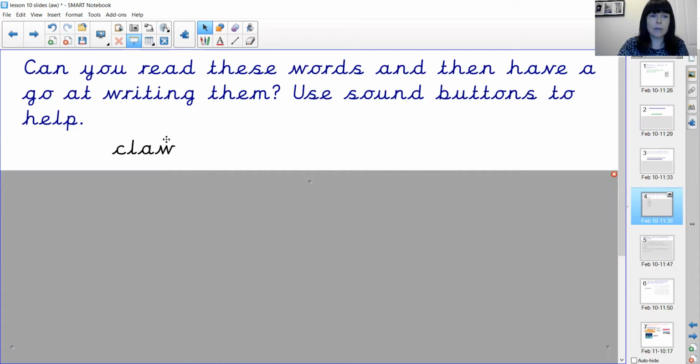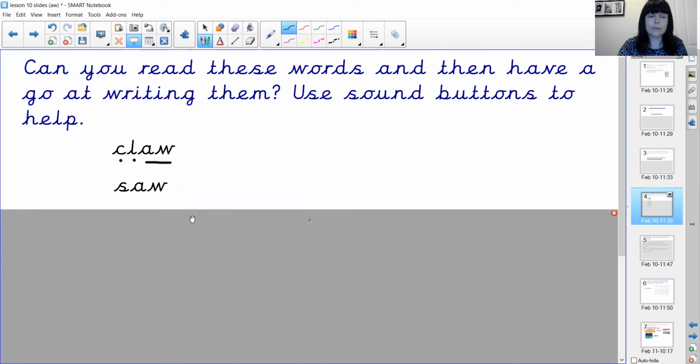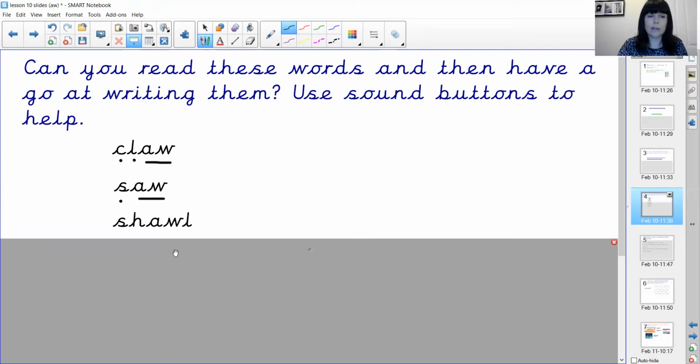So here we go. We've got the first word, k, l, or, claw. S, or, saw. Right, see if you can do the next one. Give you a second or two. Sh, or, shawl.